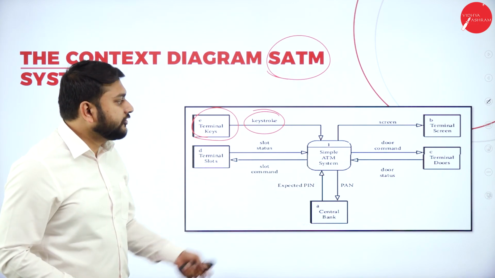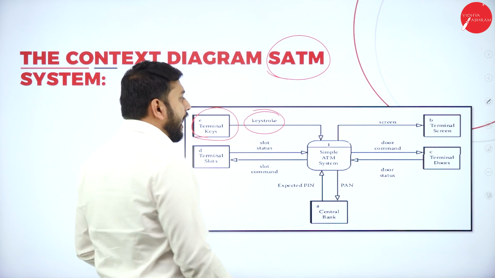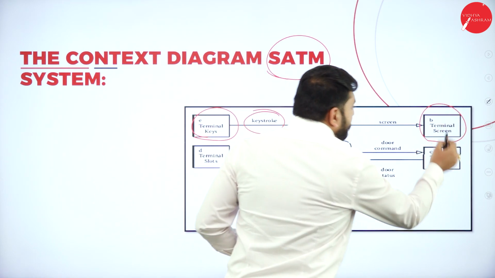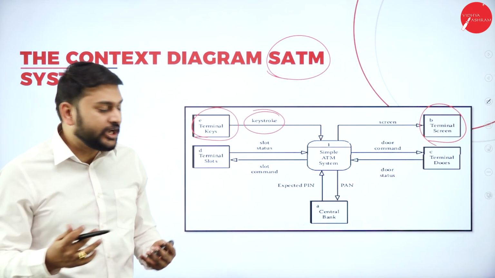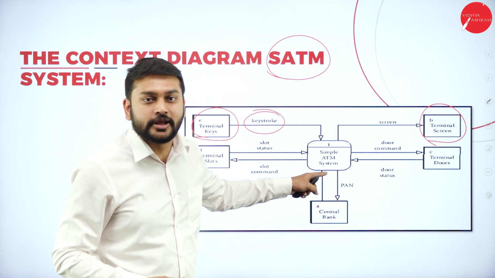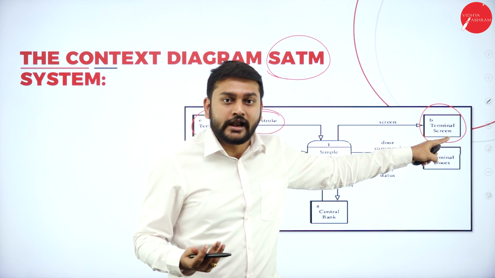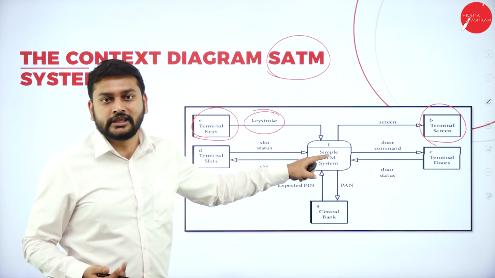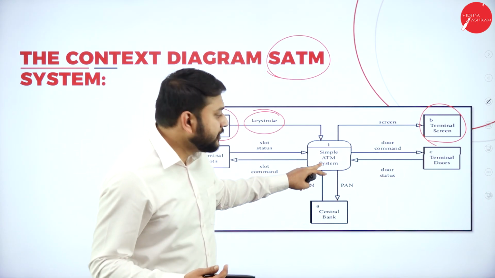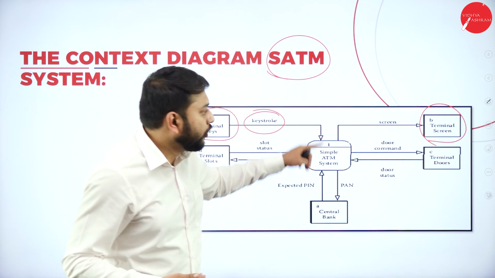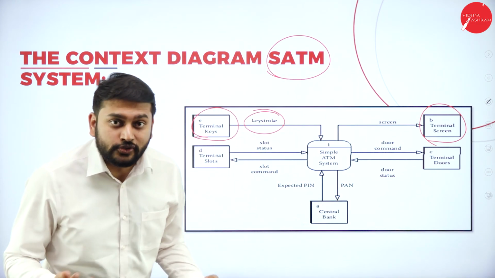Then after that, what do you have? You have the screen. Please understand, the information from the system is going to your screen. Yes, I understood that. I'm getting the strokes from the keyboard, and then the information from the system is going to the screen. That's what you need to understand.